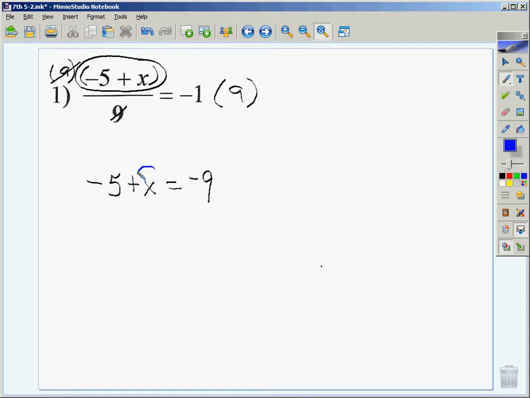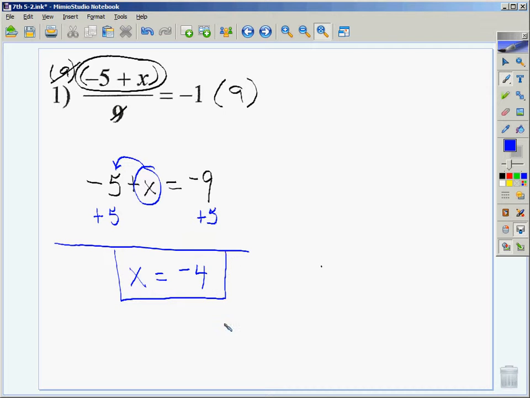I'm trying to get x by itself. How do I get rid of the negative 5? I add a positive 5 to both sides. Negative 9 and a positive 5. Which one's larger, since they have different signs? The 9 is the larger number, so my answer is going to be negative. And instead of adding them, I subtract. 9 minus 5 is 4. It is a negative 4.